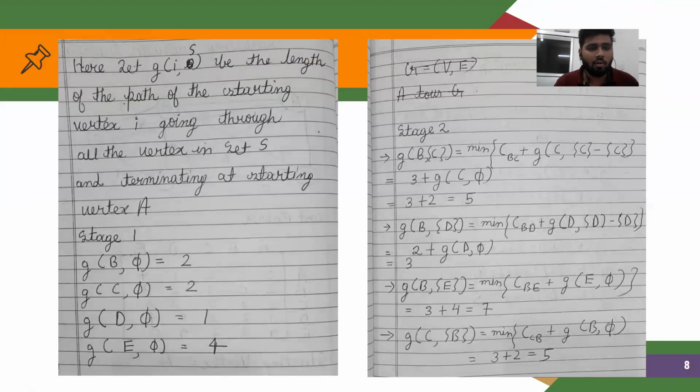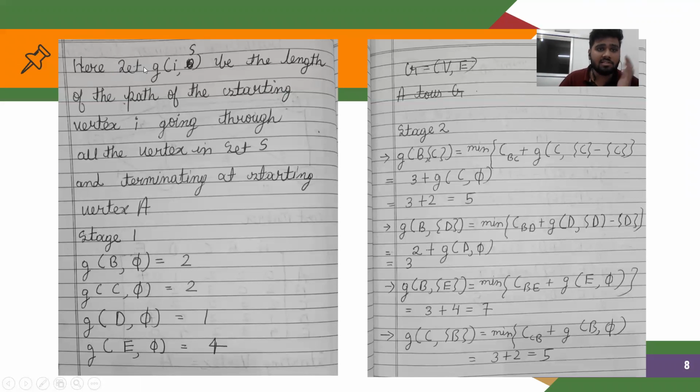Now we will be proceeding to our solution. We are moving to stage 1. So now we will write like this: G of B comma phi. We will make all the possible combinations with phi. This means that the salesman is traveling from B through phi and reaching back to A.